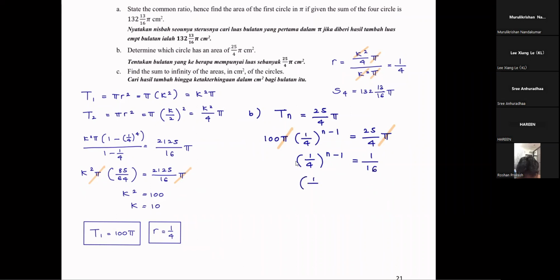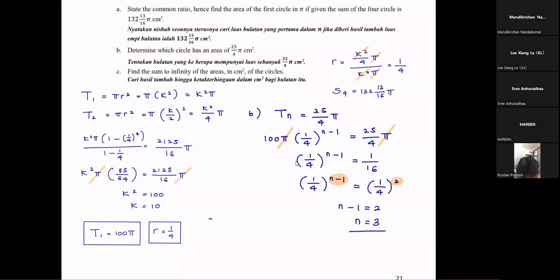Okay, sebelah sini sudah ada 1 over 4 with the n minus 1. 16 is 1 over 4 square. So jadi kamu boleh ambil ini samakan dengan ni. So means n minus 1 equals to 2, your n is 3. Settle. And find the sum of infinity.